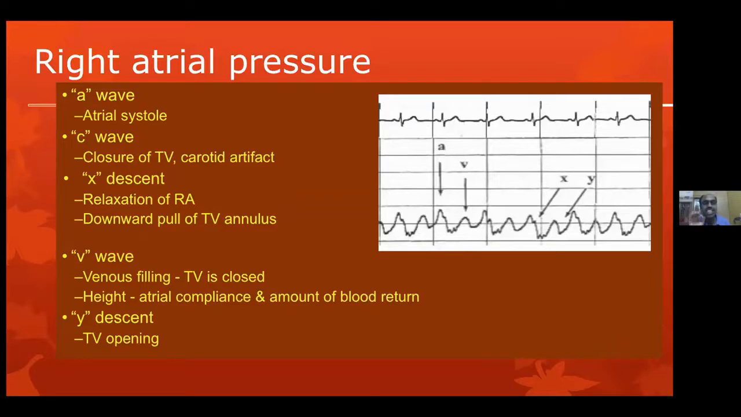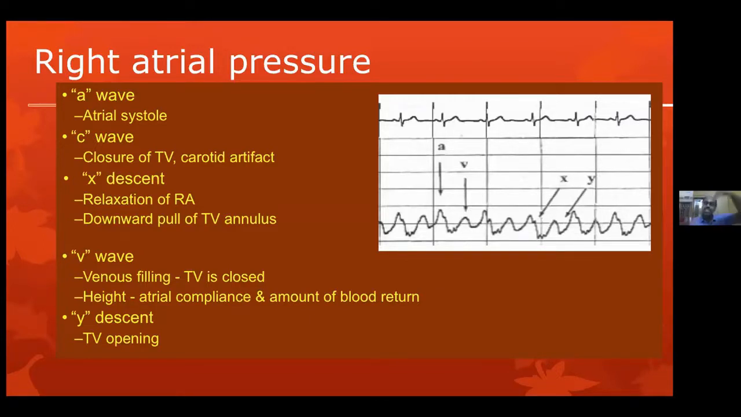Then there is a C wave that is due to closure of the tricuspid valve. It just produces a tiny flick on the descent of the A wave. It's sometimes also called a carotid artifact because at the same time the carotid flicks due to the carotid systole. So then there is a continued X descent.